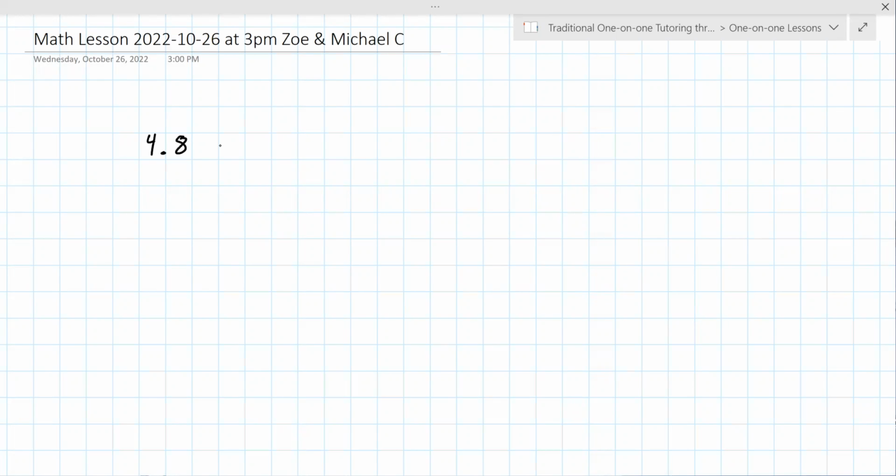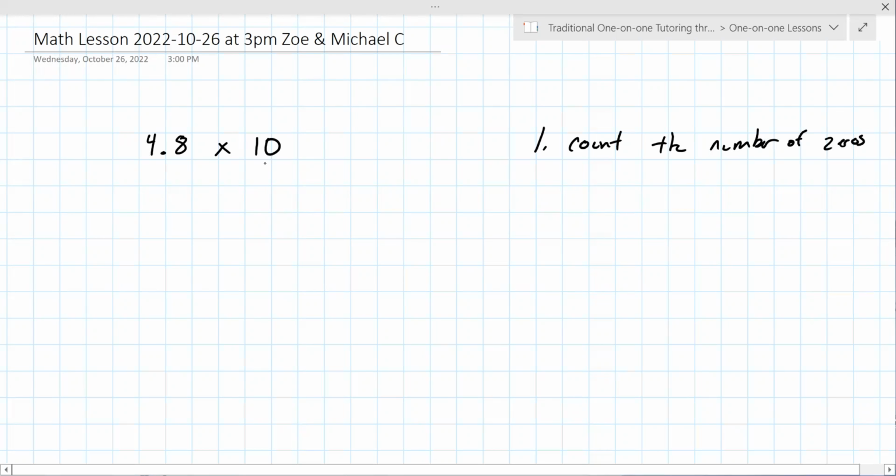4.8, and I want you to multiply it by 10. So the steps are to first count the number of zeros. How many zeros do you see in 10? 1. 1 zero, okay.